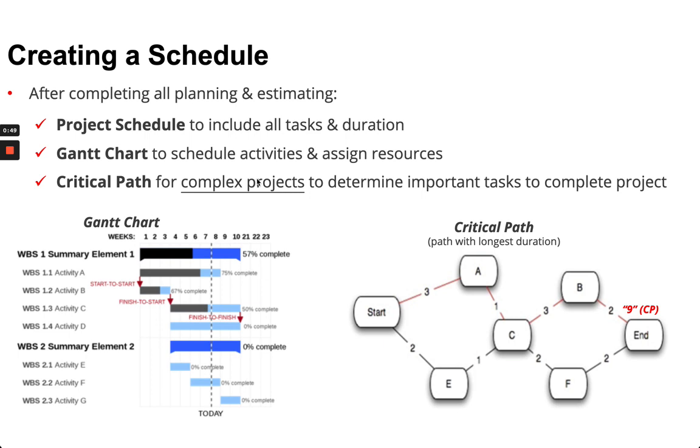And then when you look at the critical path, simply put, it's the longest path with the longest duration. So noted in the top, red versus the bottom, black, from start to end, the critical path is noted in red. 3 plus 1 plus 3 plus 2, total of 9, is the critical path for that particular project.